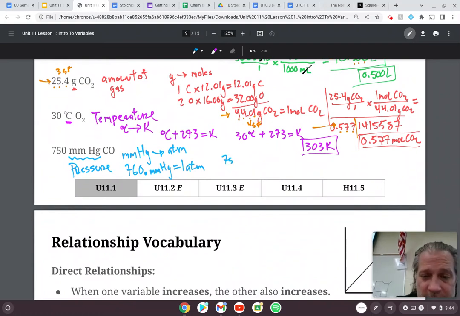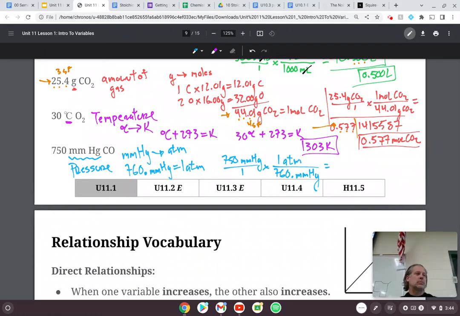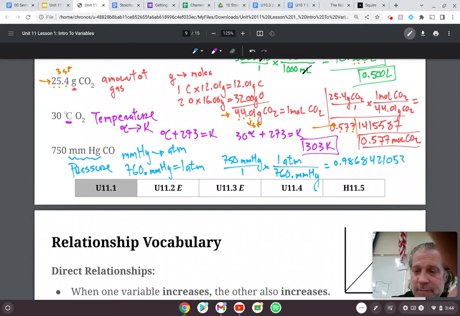So I'm going to take 750 millimeters of mercury, put it over 1, and set this up so the units cancel out. So 760 with a decimal point millimeters of mercury, and 1 atmosphere on the top. So let's see here. 750 divided by 760 gives me something like 0.9868421053, something like that. So let's assess significant figures.